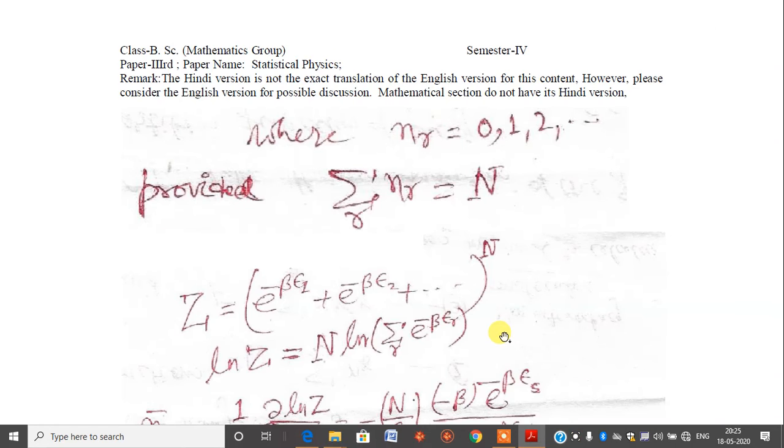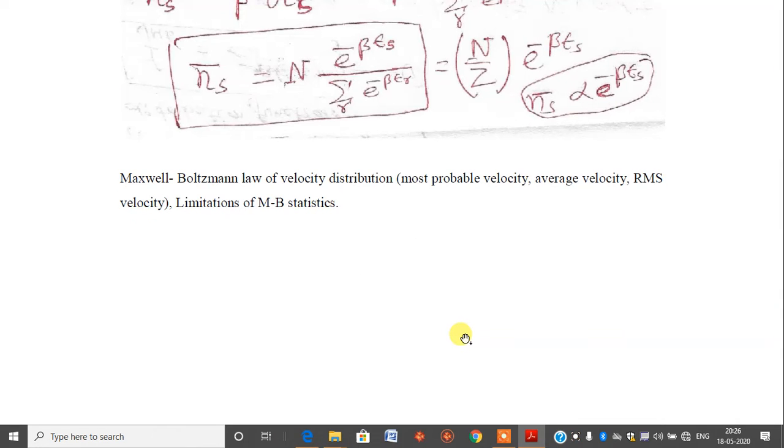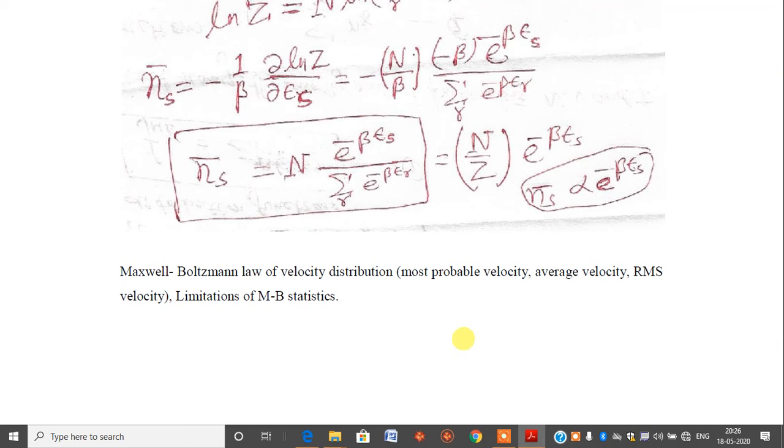So according to that, the average number of molecules in the Sth state is minus 1 upon beta times the derivative with respect to epsilon s of log of Z, which gives N upon beta times beta e power minus beta epsilon s over the summation over R of e power minus beta epsilon R. Okay. So the average number of molecules in the Sth state is nothing but N upon Z, e power minus beta epsilon s. So this average occupancy of any state is proportional to e power minus beta epsilon s.